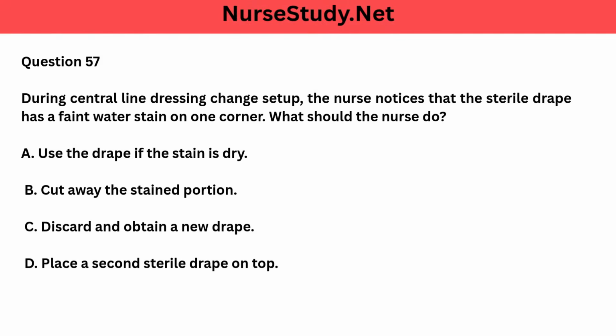Question 57. During central line dressing change setup, the nurse notices that the sterile drape has a faint water stain on one corner. What should the nurse do? A. Use the drape if the stain is dry. B. Cut away the stained portion. C. Discard and obtain a new drape. D. Place a second sterile drape on top.